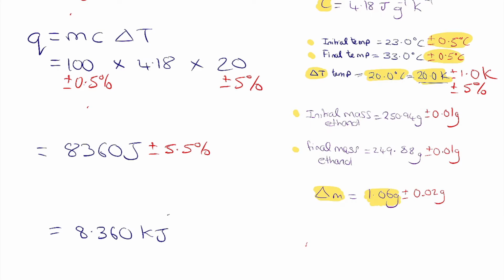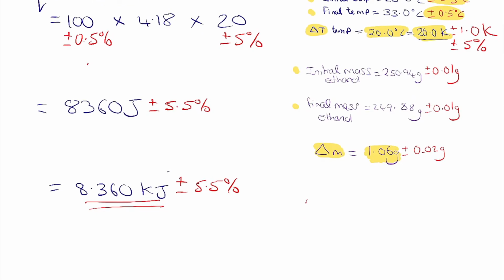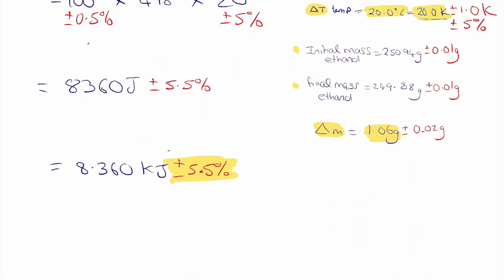value that we calculated. And then, if we're going from the first value to the last value here, we've divided by 1,000. Okay, so it's still plus or minus 5.5% for the percentage uncertainty. But then we're going to turn that back into an absolute value. How do we do that? Well, we are going to work out what 5.5% of 8.360 is. Okay, remember this is in kilojoules. So what's 5.5% of that?